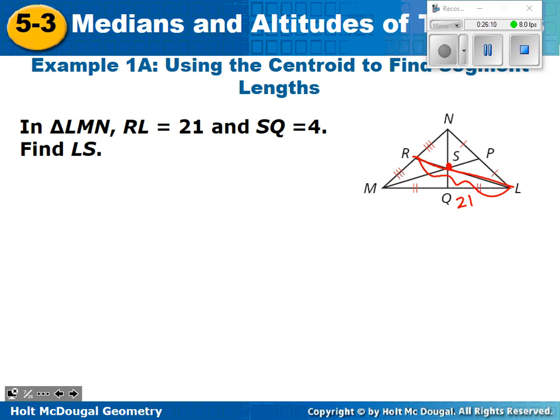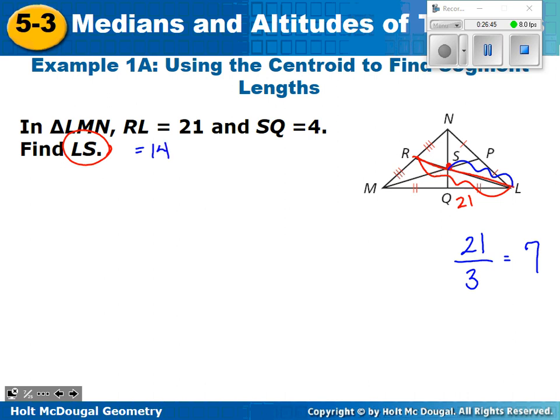Okay, so they tell you RL is 21, and they ask you to find LS. So look at LS. Is that the 1/3 or the 2/3 part? 2/3. So take 21 and divide it into thirds. What is 1/3 of 21? 7. Okay, hold on real quick. Jacob, everybody with me that 21 divided by 3 is 7. So that means 1 of the thirds is 7, but we said LS is 2 of the thirds. So what's 2 times 7? 14. So LS would be 14.